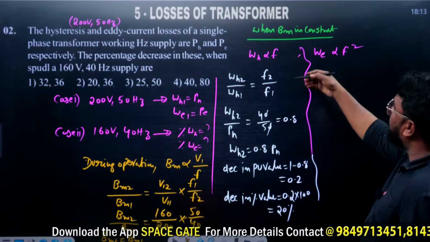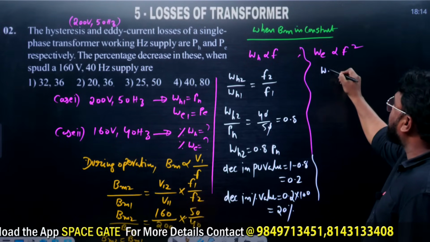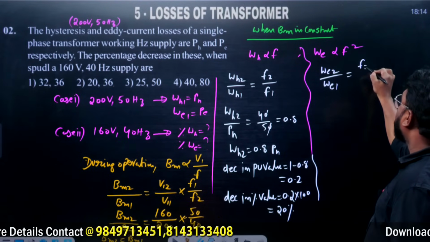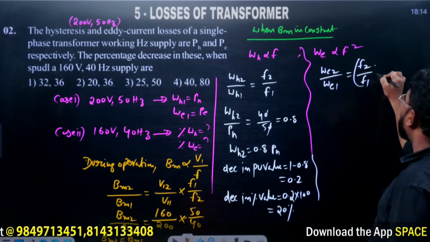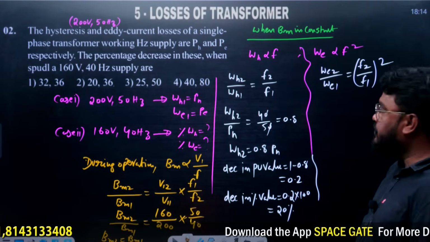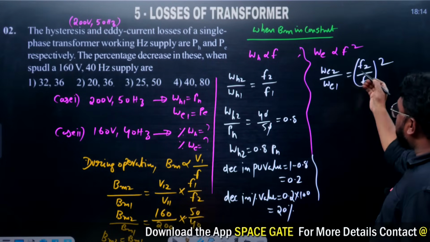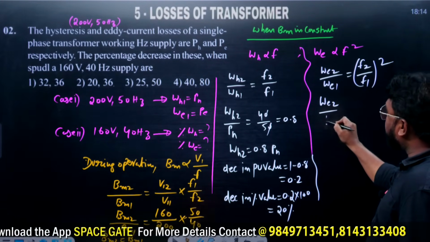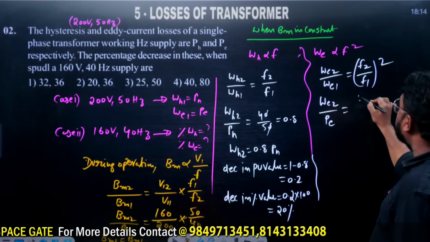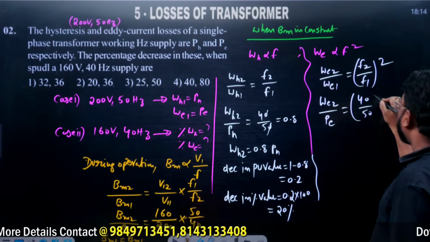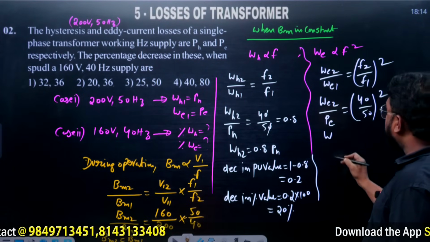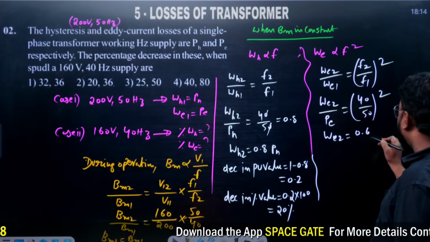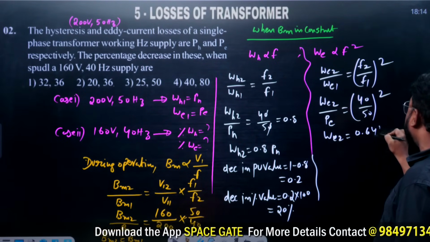And next, from the eddy current losses point of view, WE2 by WE1 is equal to F2 by F1 whole square. Okay, WE2 by WE1 is F2 by F1 whole square. And here how do we answer this question? WE2 by WE1 is equal to F2, which is 40, divided by 50, whole square. So by solving this we will get WE2 equal to 0.64 times WE1.